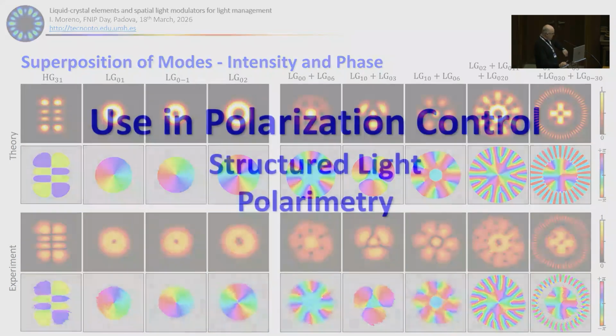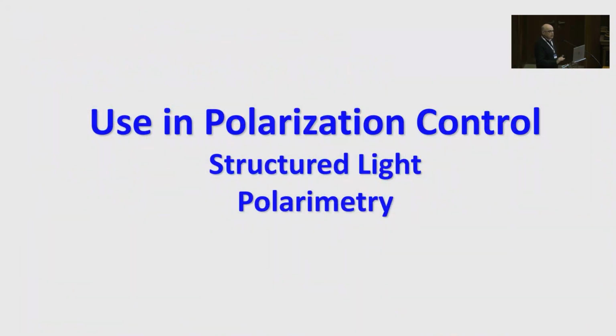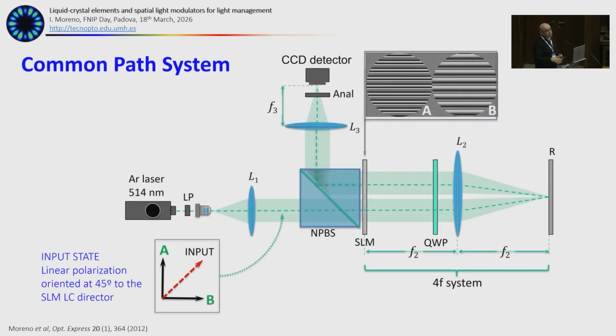Okay. I still have some time, so I will now speak a little bit about polarization control. In polarization control, as I said, we are only controlling one polarization component. We need to control the two polarization components if we want to have a complete control of the polarization. So this forces us to either use two SLMs or to make systems where we make light pass two times through the SLM.